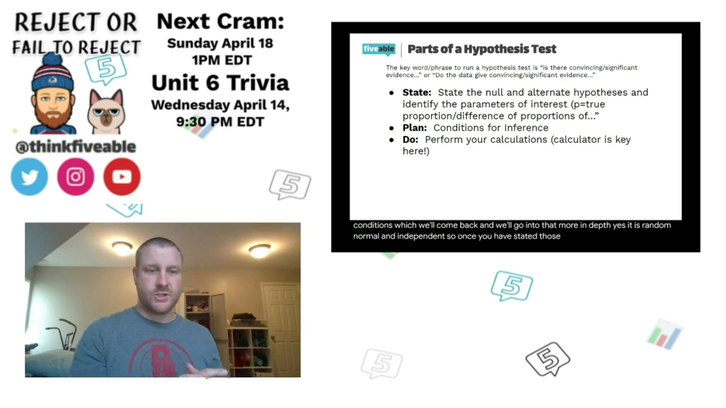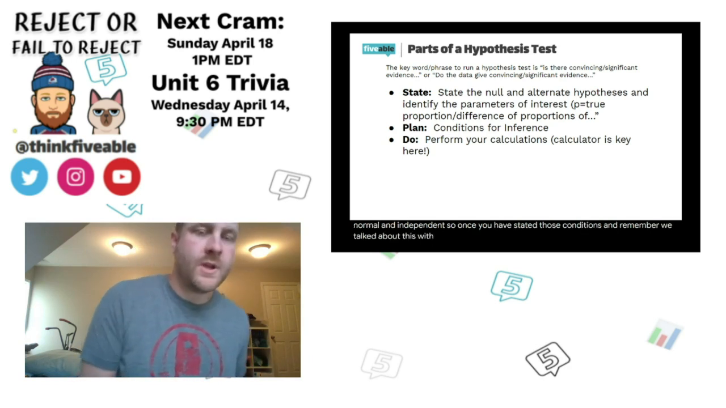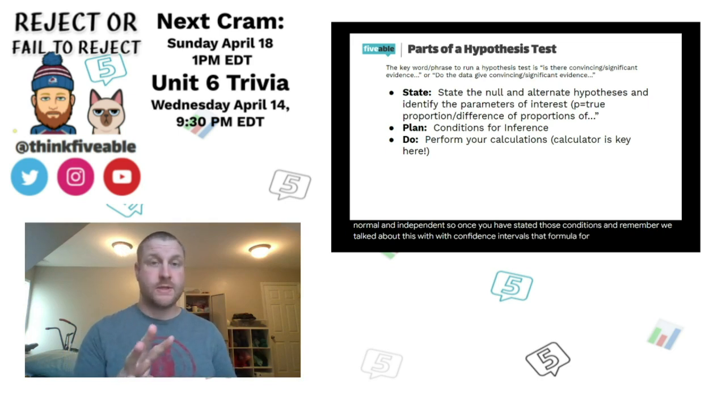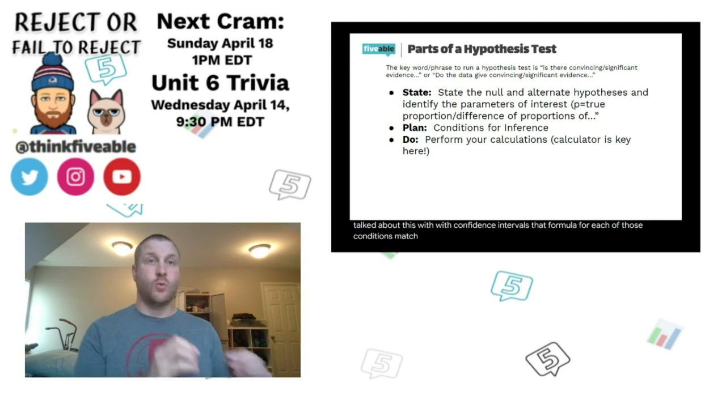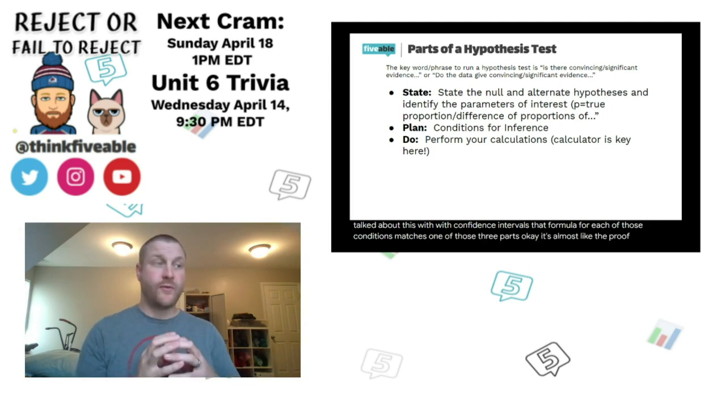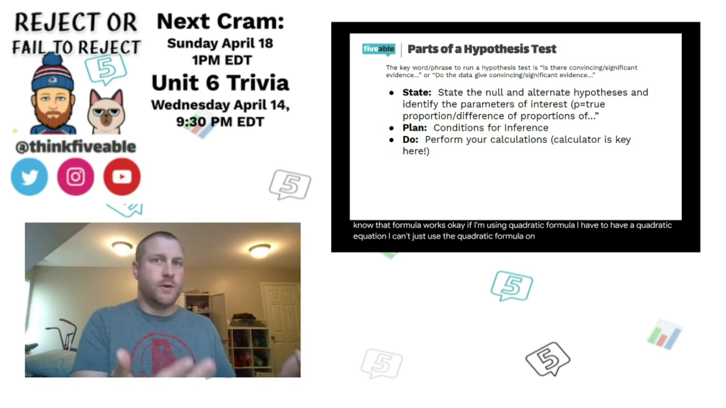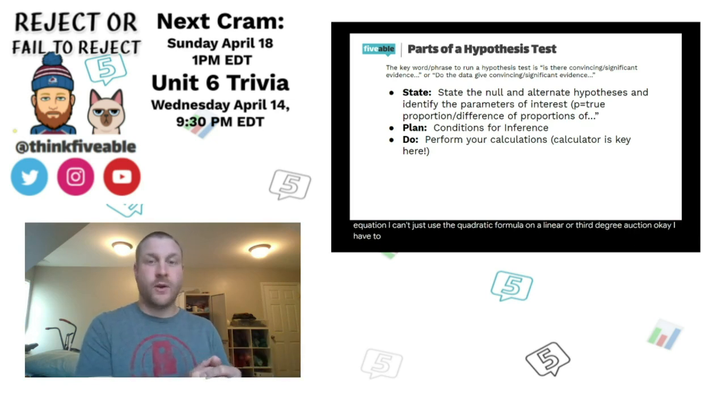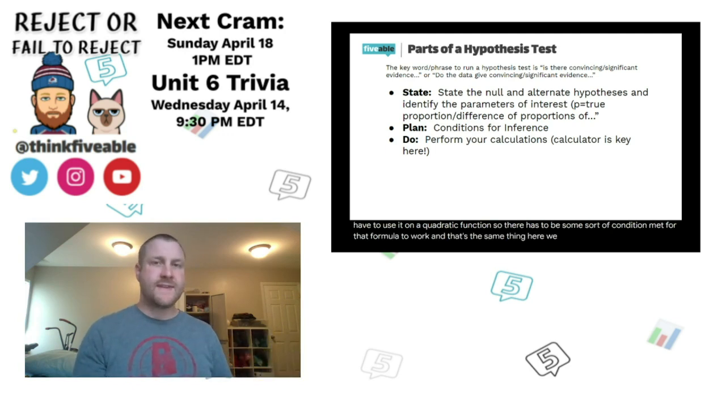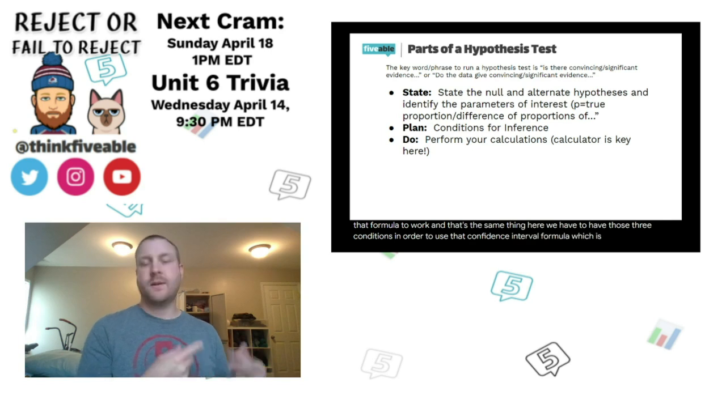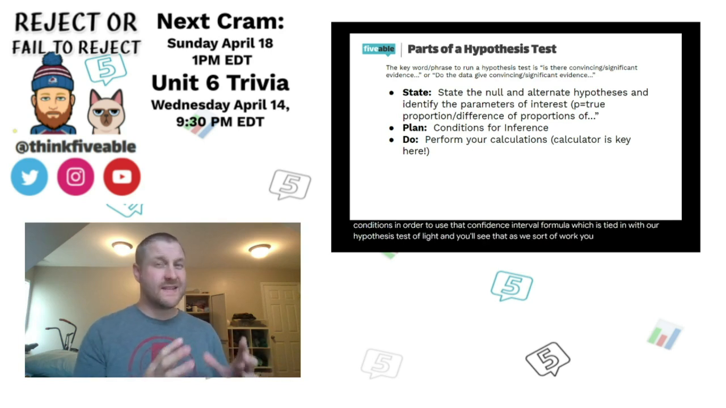So once you have stated those conditions, and remember we talked about this with confidence intervals, that formula for a confidence interval has three parts, and each of those conditions matches one of those three parts. Okay, it's almost like the proof for how you know that formula works. If I'm using the quadratic formula, I have to have a quadratic equation. I can't just use the quadratic formula on a linear or a cubic function, okay? I have to use it on a quadratic function. So there has to be some sort of condition met for that formula to work. And that's the same thing here. We have to have three conditions in order to use that confidence interval formula, which is tied in with our hypothesis test a lot. And you'll see that as we sort of work. You might have seen that with that last graphic we saw.